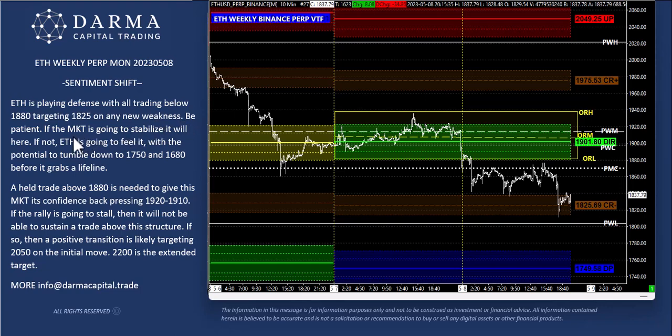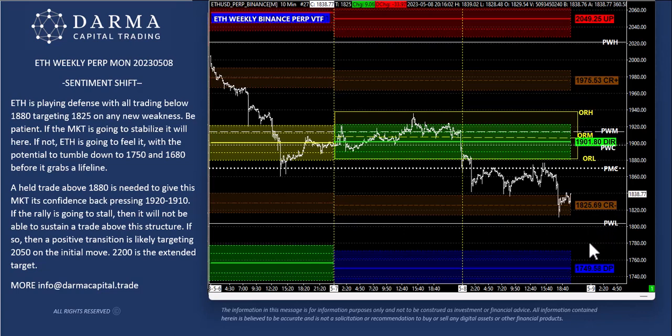Be patient. If the market's going to stabilize, it will here. If not, ETH can feel it. This thing could really start to unwind because sentiment's balanced. And that's what we know. And when you go through the tutorials, these are things that we identify in the tutorials for each of these regimes.